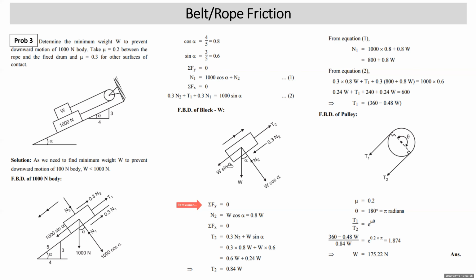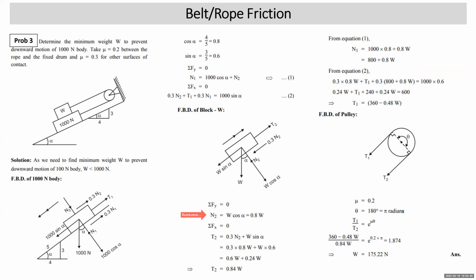Sigma Fx is equal to 0, so T2 is equal to 0.3 N2 plus W sin alpha. Substituting the value of N2 and sin alpha, you get T2 as 0.84 W. We also got N2 as 0.8 W. So now from equation number 1, I'll substitute the value of N2 as 0.8 W.